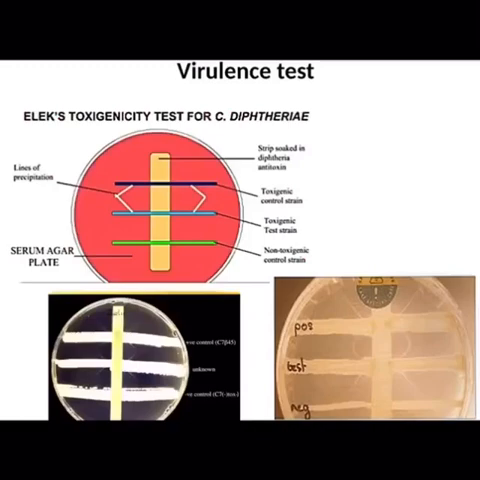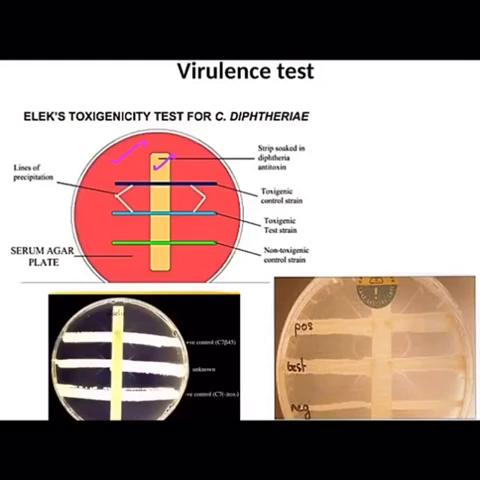Another virulence test is known as the Elek toxigenicity test, and the aim is to find out the toxin of Corynebacterium diphtheriae. Soak a strip of sterile filter paper in diphtheria antitoxin and lay it in a petri dish. Pour 20 ml of sterile rabbit serum agar onto this strip. Let it cool and then inoculate the test, positive and negative control organisms.